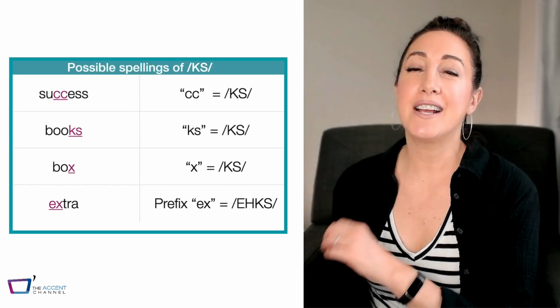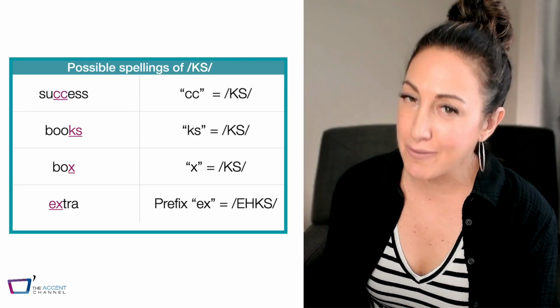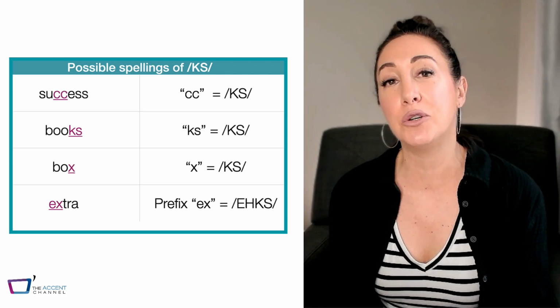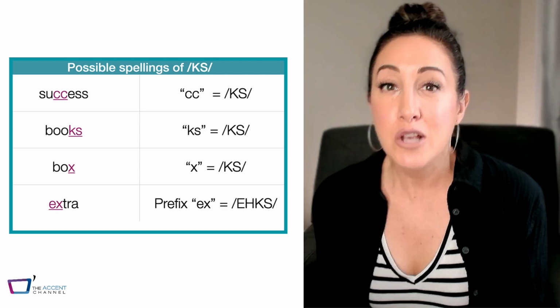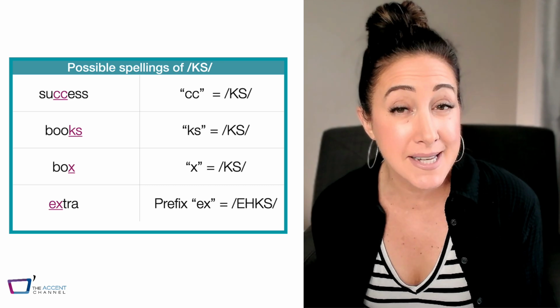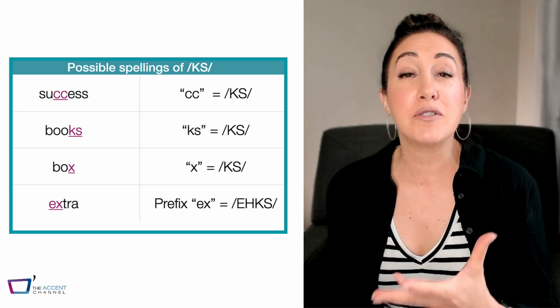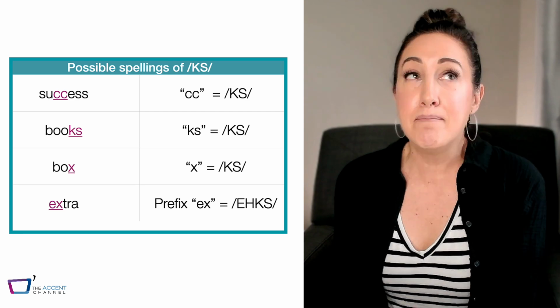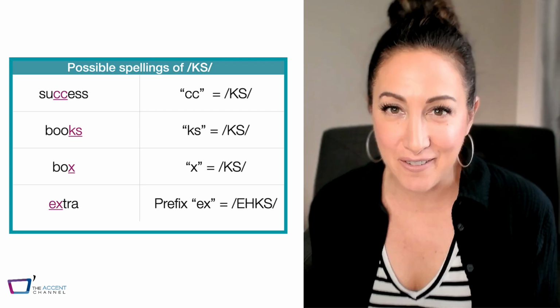The sound x may be spelled several different ways, but with some practice, you'll know exactly what to do when the sound comes up. So keep listening for it, keep practicing, keep making sure that you're pronouncing both parts of the consonant cluster, and with time, you'll see a big improvement in the clarity of your speech.